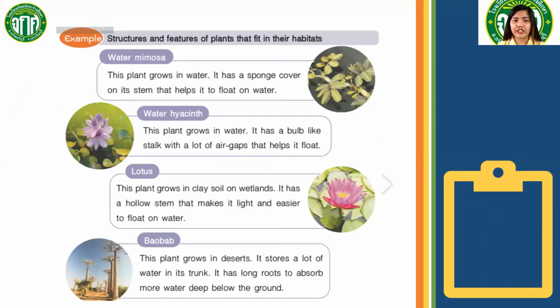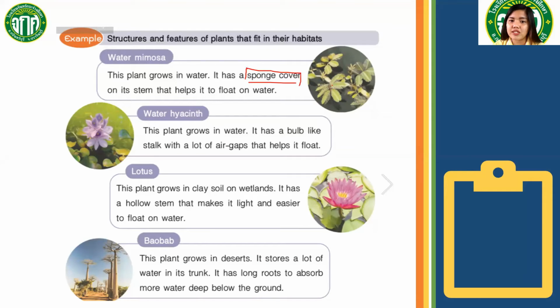All right, so we have here the structures and features of plants that fit in their habitats. Okay, so we have here a water mimosa. So this plant grows in water. It has a sponge cover on its stem and helps it float on the water. Okay, so since this water mimosa grows in the water, its stem has a sponge cover.